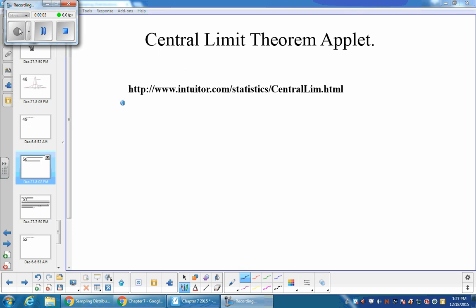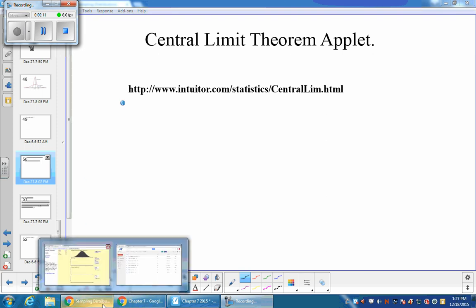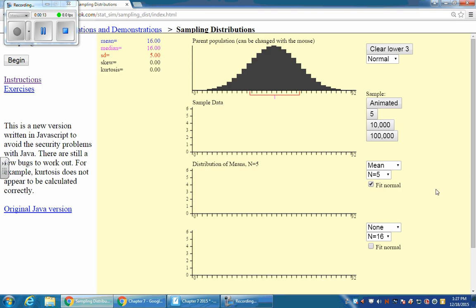Hello. Today's lesson we're going to learn about something called the central limit theorem. And to learn about it, we're going to look at this little applet that we have here. Now, the central limit theorem might be the most important theorem in all of statistics, or an intro class anyway. Now, what it says is it talks about what happens in distributions.